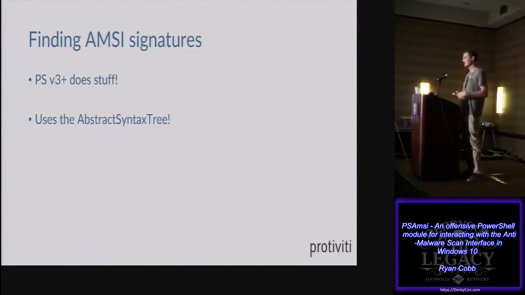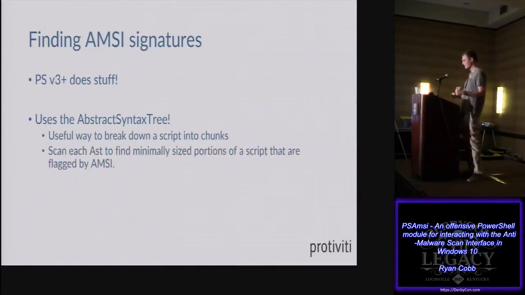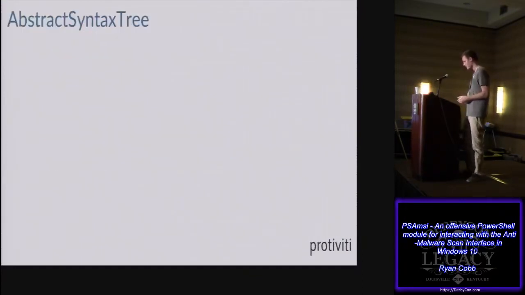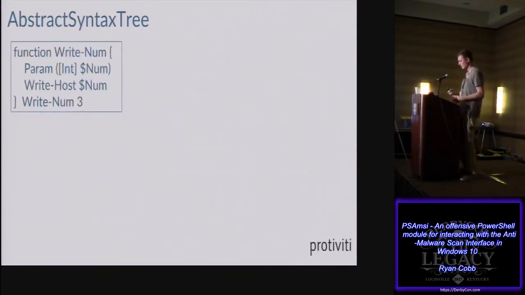We can do things like find all the malicious strings within a script that the anti-malware provider detects as malicious with this Find-AmsiSignatures function. So how does it do this? It uses the abstract syntax tree. So again, PowerShell version 3 and up gives us that abstract syntax tree, which is used in various source code languages for representing and parsing source code. But for us, it's just a really useful way to break down a script into logical chunks, and we can scan each of those chunks using that PSAmsi scanner class. And we just have to find the minimally sized portions of that script that are flagged by AMSI as malicious, and that will give us our resulting signatures.